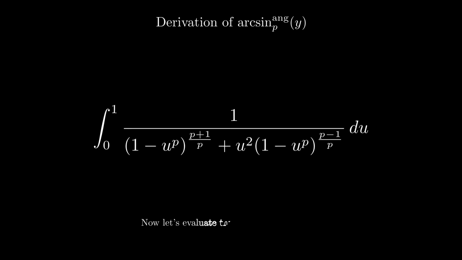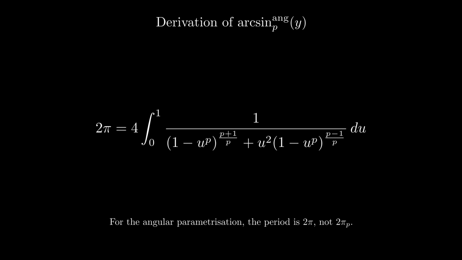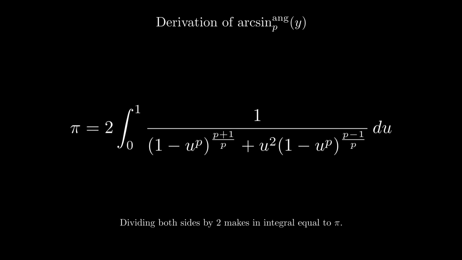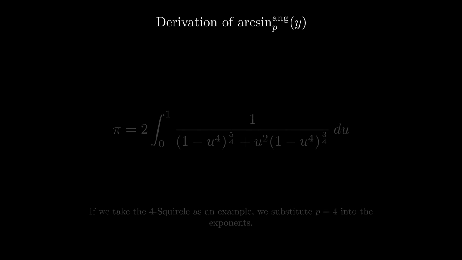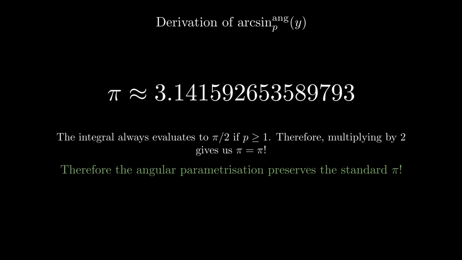And again, we can evaluate this integral from 0 to 1, and first we can do the thinking of multiplying this integral by 4 and thinking, well, if we do 4 times the first quadrant, we just get a full period. That's 2 pi, which means that, much like before, 2 times this integral gives the definition of the angular pi, but that's precisely pi, because we're dealing with angles, no matter what the p-value is that we plug in here. And therefore, in the angular parametrization, the standard pi is preserved as our angular pi. This is true for any value of p.